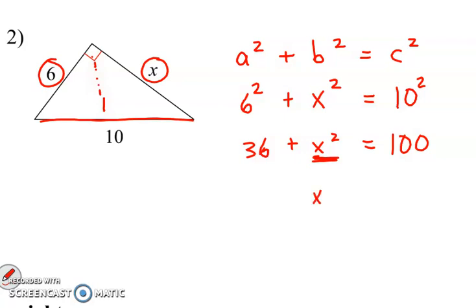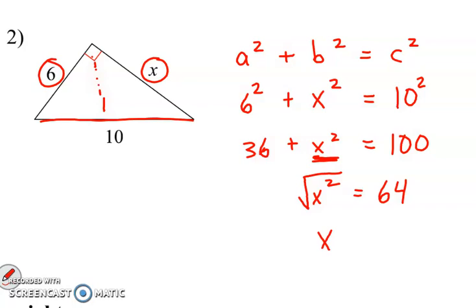If I subtract away 36 on the left side, I'm left with X squared. If I subtract away 36 on the right side, 100 goes down to 64. And I'm almost there. I don't want X squared, I want to find just X. To undo the X squared, I've got to take the square root. That'll give me just X.